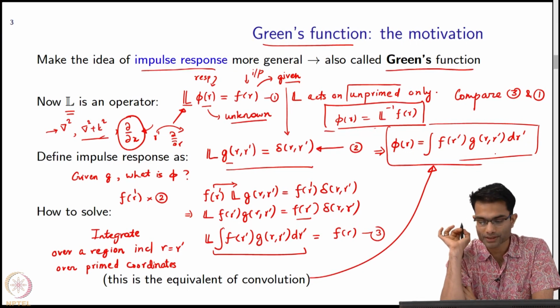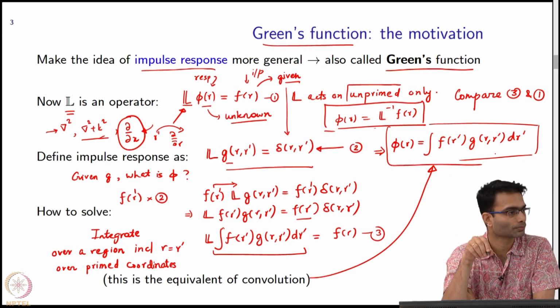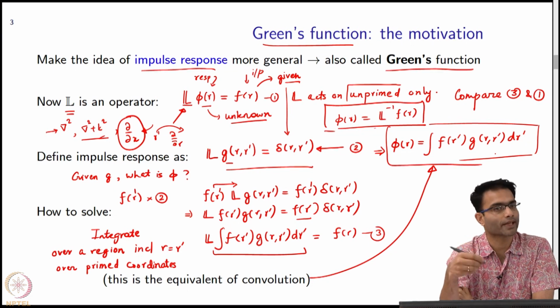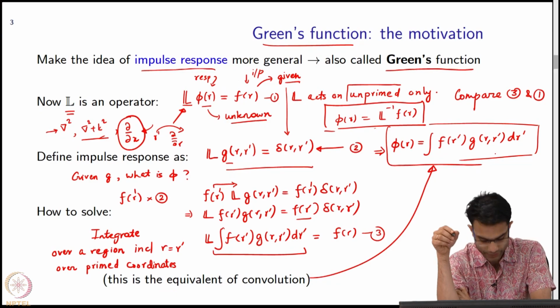What I have not mentioned in this very general derivation is that this Green's function should also obey the boundary conditions of the problem. That is implicit in this. When we take the explicit examples, it will become clear how these boundary conditions are being satisfied.